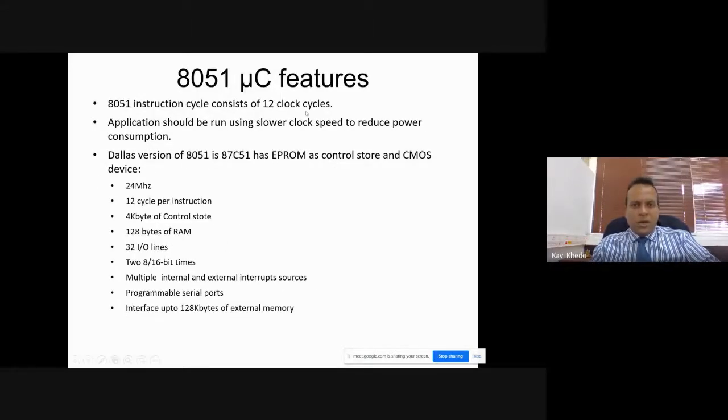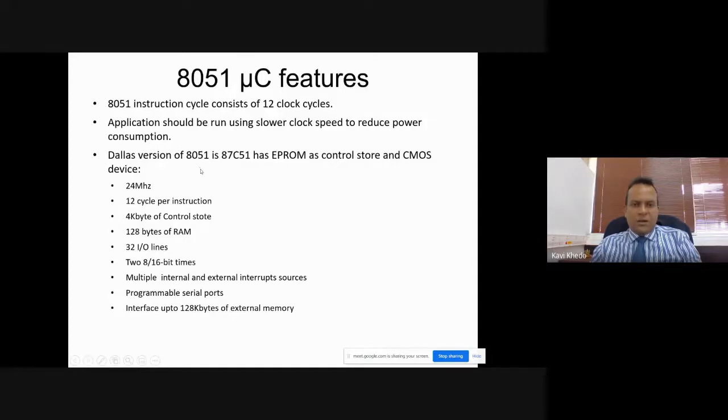So it consists of 12 clock cycles. I think in the lab I give an explanation. So clock cycles, this is what determines the number of operations that you can do, the performance, the number of operations that you can do per second, for example. So applications should be run using a slower clock speed to reduce power consumption. The higher the clock speed, obviously, the more power it will consume.